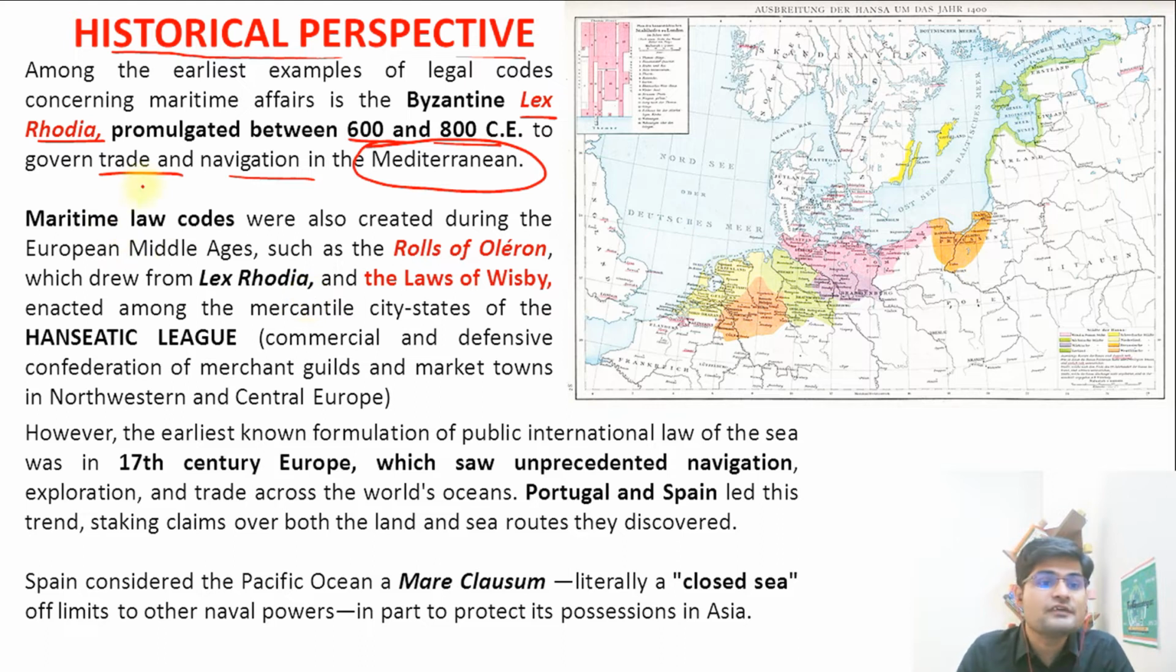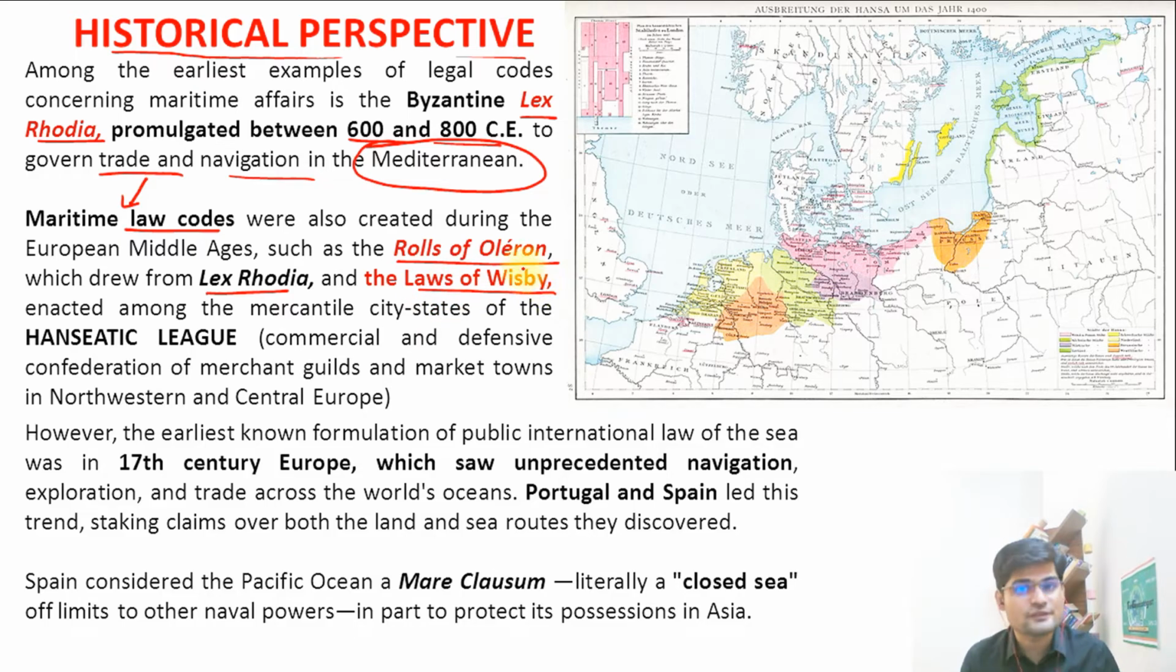So earlier they were basically maritime law codes. They were not international treaties, right? So from maritime law codes, which are known in the Middle Ages by the names of Rolls of Oleron, which drew from the earlier Lex Rhodia, and also the laws of Visby.